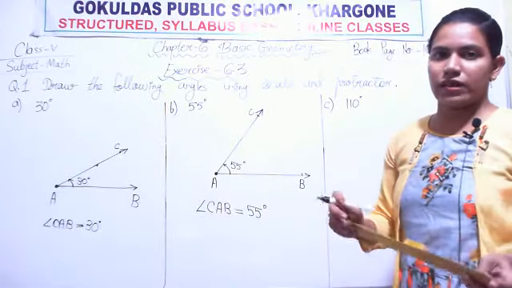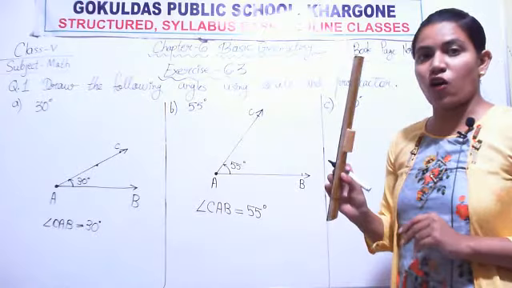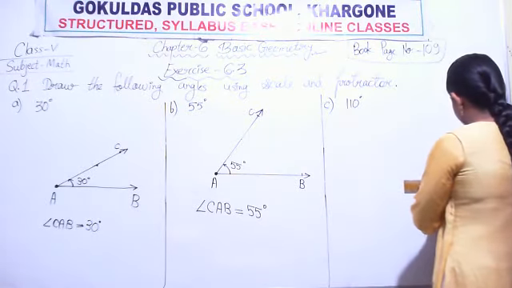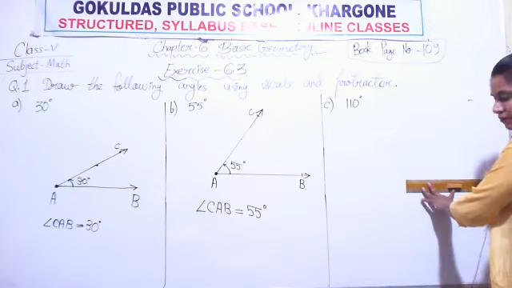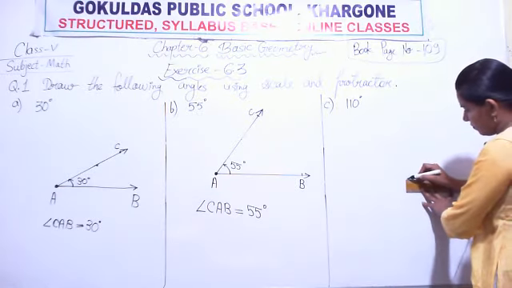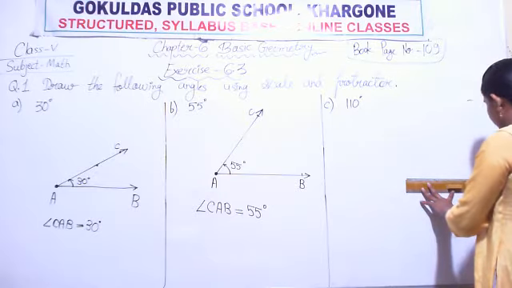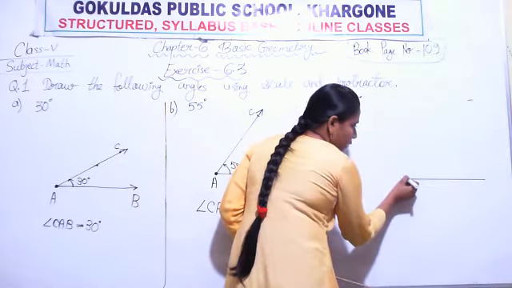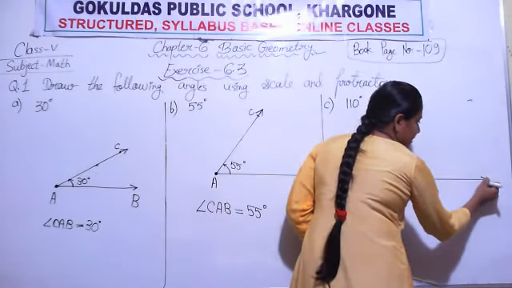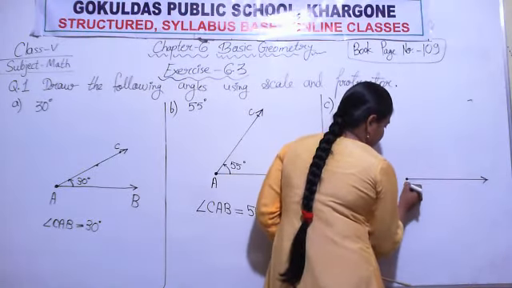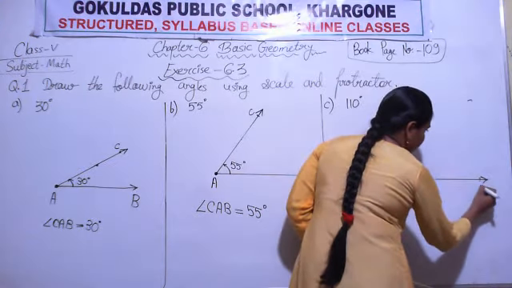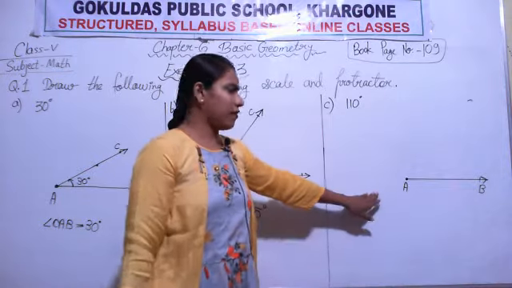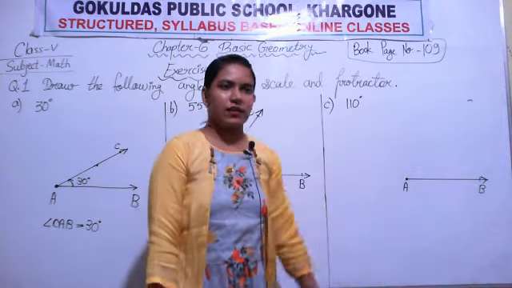How do we draw any angle? First we draw a ray. So let us draw a ray. A ray has one end point and at the other side we can extend it. Draw the ray and give a name to it. I have done my first step. I have drawn the ray and given a name to it.